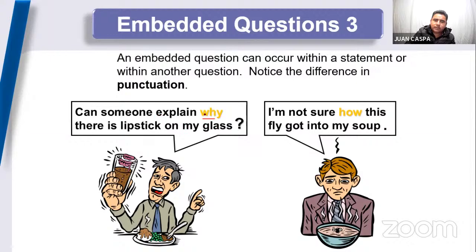Also, we can use it like this, starting from here. Can someone explain why there is lipstick in my glass? Or well, not makeup, right? Lipstick is okay. I'm not sure how this fly got into my soup. That is an embedded question. It's not a direct question, it is different, right?